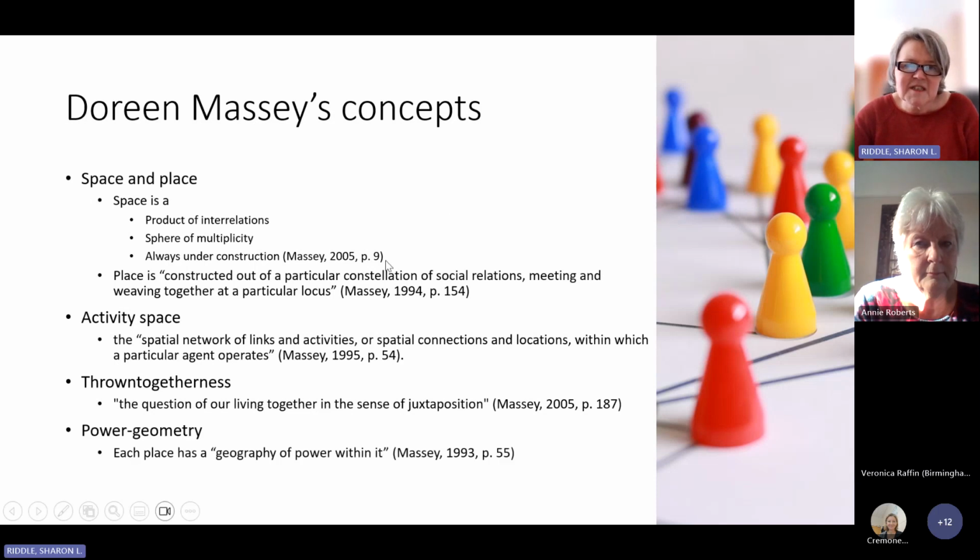And the final thing I just wanted to talk about was power geometry, that each place has a geography of power within it. So within a university, you have obviously like the VC, you have other people of power within the university, and people's position in relation to that power gives them agency or gives them different affordances to act and to make decisions within the university. I mean, she had many more concepts, but these are the main ones that I've been thinking about in the project.